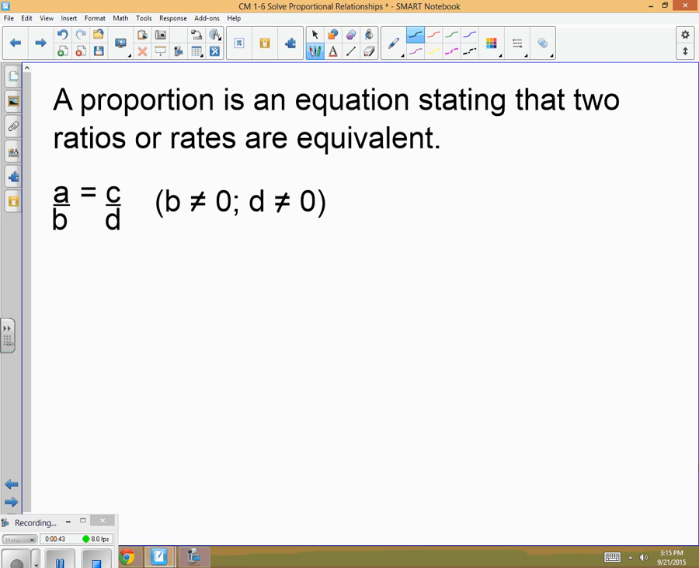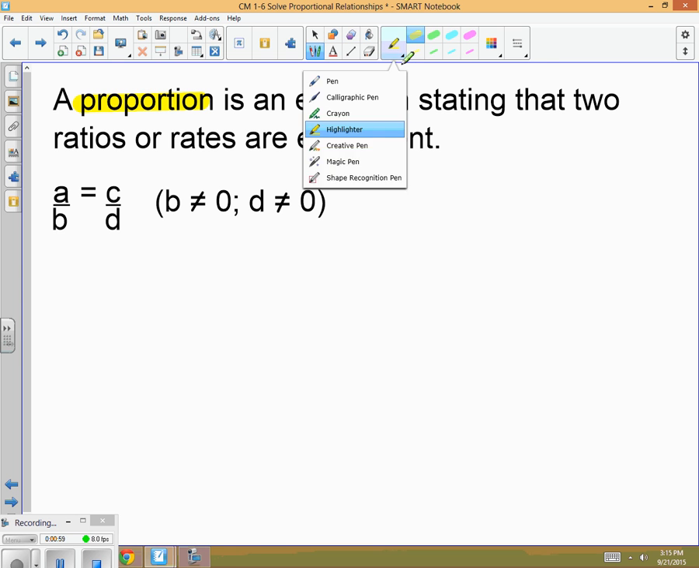Now, looking at the top of page 56, our key concept today is to write and solve proportions. Well, you need to know what a proportion means. A proportion is an equation stating that 2 ratios or rates are equivalent.